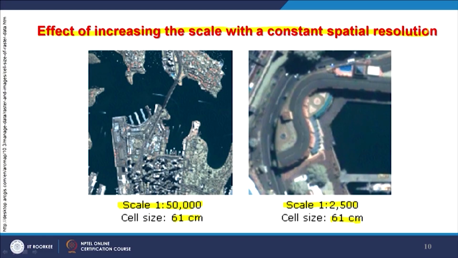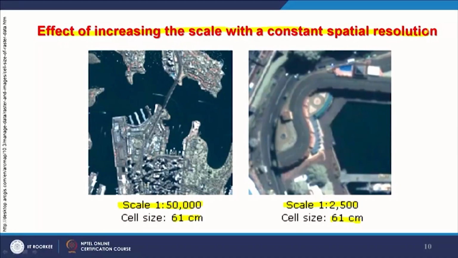Now, if I have to produce my results at 1 to 50,000 scale, then why should I use this 60 centimeter spatial resolution? I may compromise on spatial resolution, because ultimately I have to produce my results at 1 to 50,000 rather than at 1 to 250,000. That was the purpose of showing this one.